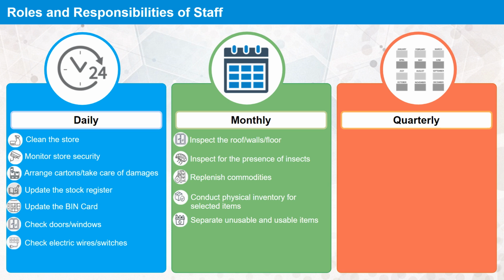The store management staff also need to take care of certain things every quarter. These include disposing the unusable commodities at clinic level according to the store's policy, and inspecting warehouse equipment such as firefighting equipment, forklift, shelves, etc. to ensure that they are in good condition.